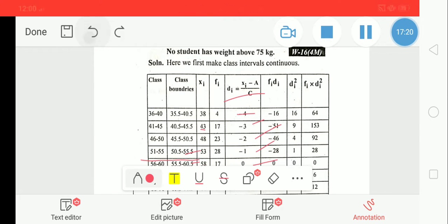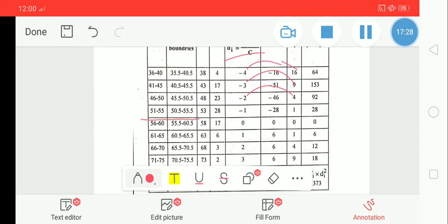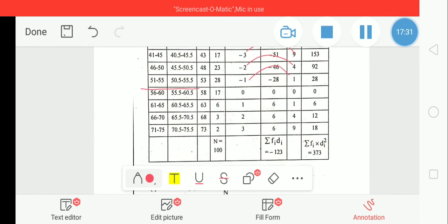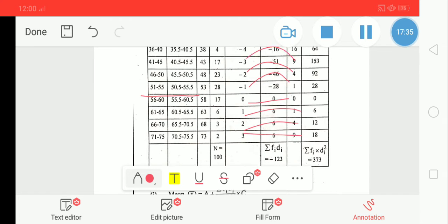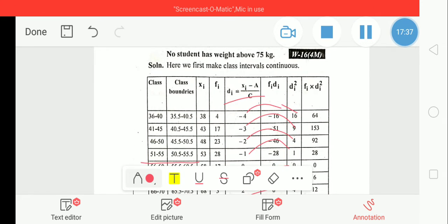So we write minus 4 square, which means plus 16. Minus 3 square is 9, minus 2 square is 4, minus 1 square is 1, 0 square is 0, then 1, 4 and 9. So these are the squares of di.